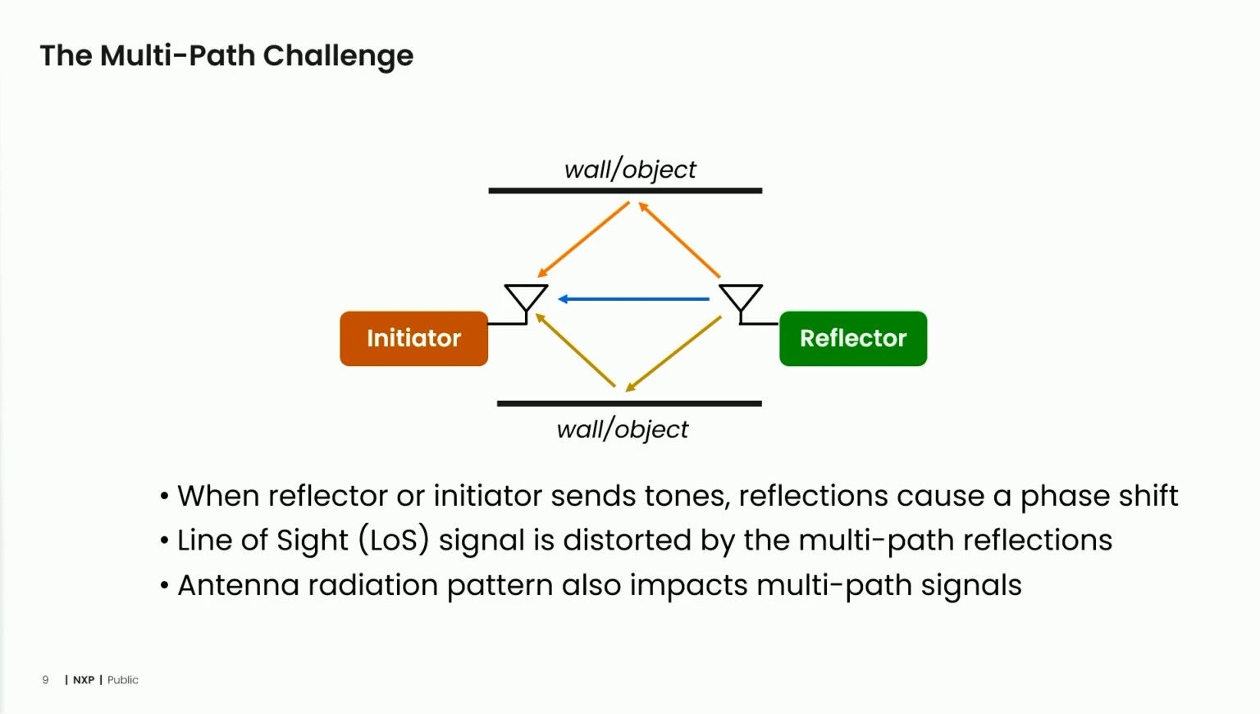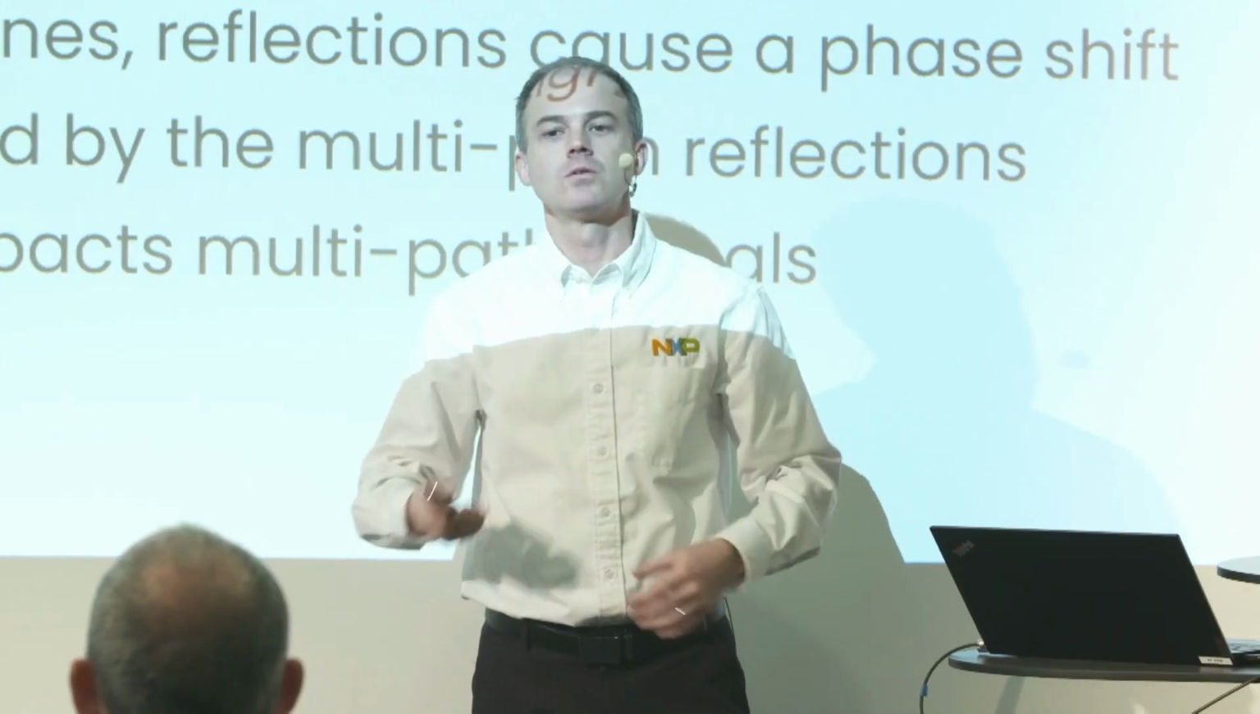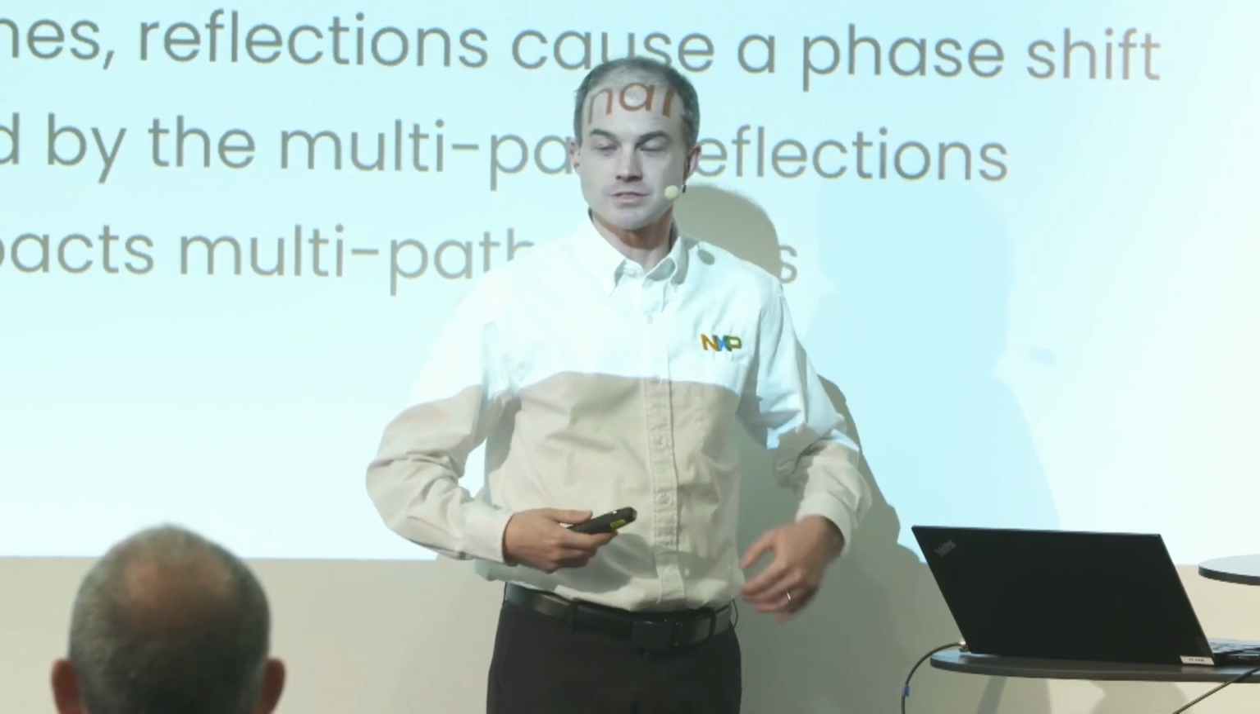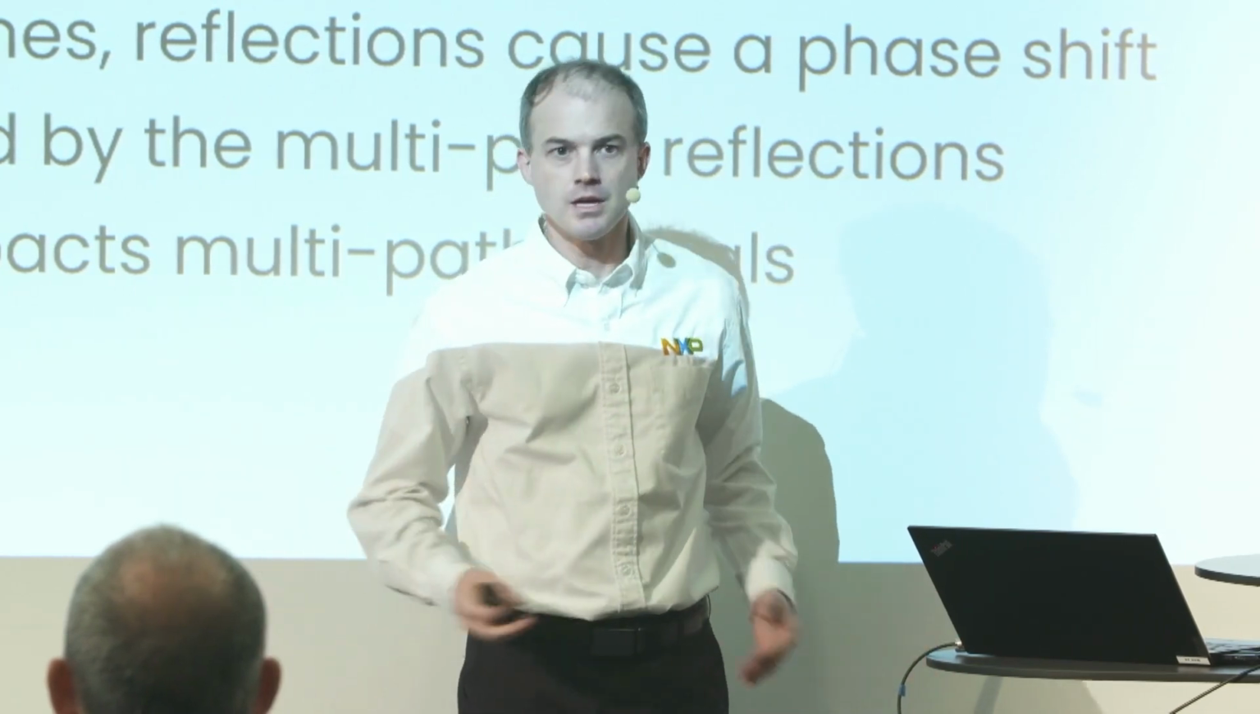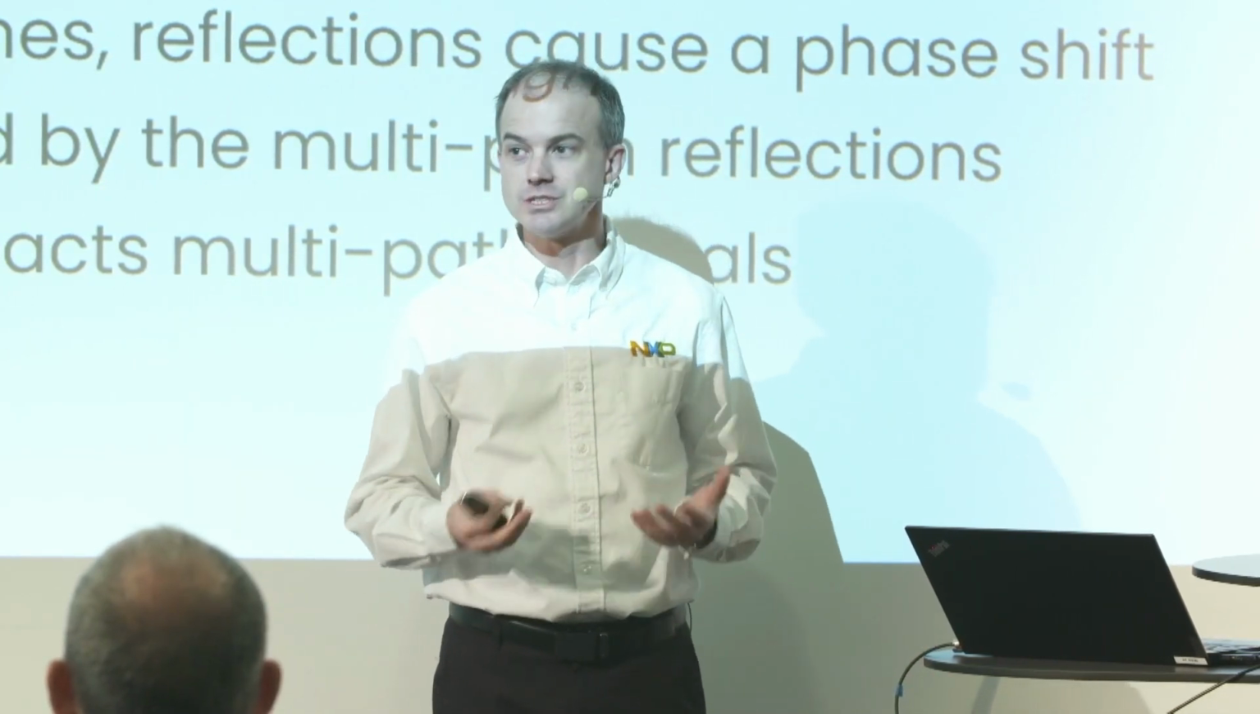If my pointer is transmitting, there's a lot of signals bouncing off the ceiling, the floor, or if it's in my back pocket, now you've got reflections off of me, potentially off of the walls behind me. So that's what's really causing a lot of the issues.